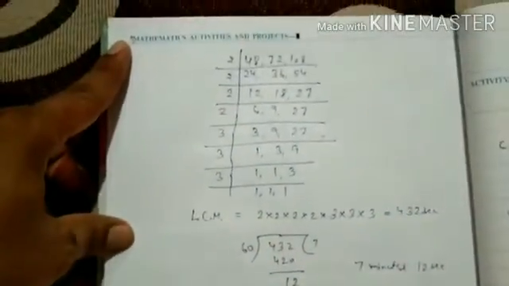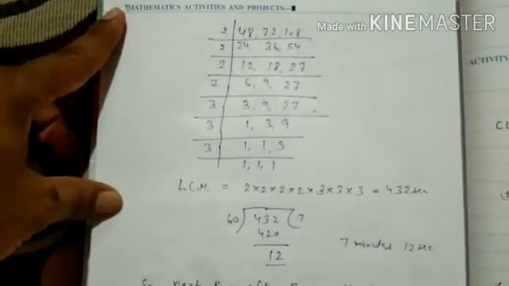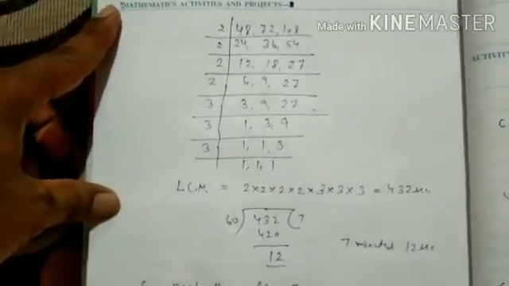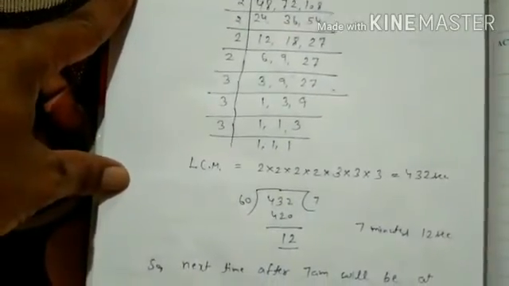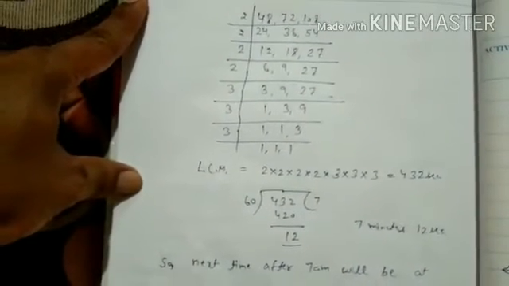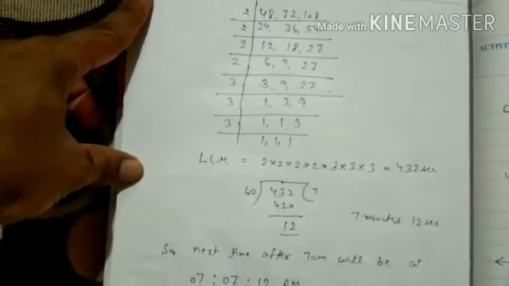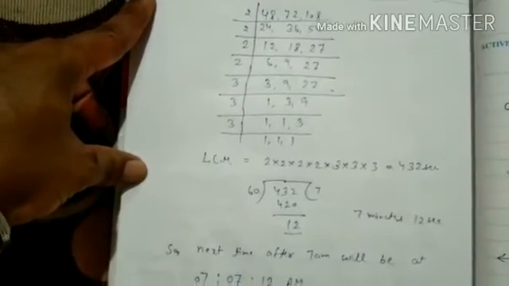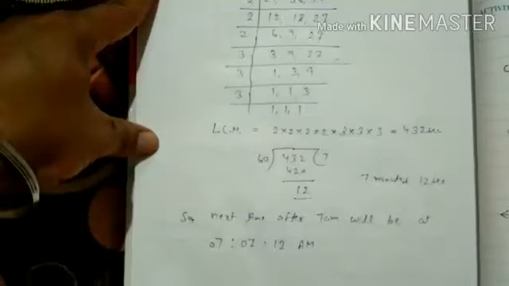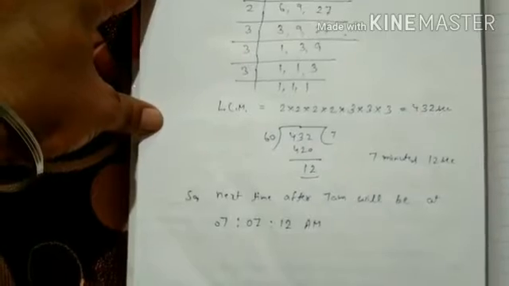So first we find the LCM of 48, 72 and 108, and you can see the LCM is 432 seconds, but we have to convert these 432 seconds into minutes. For converting into minutes, we divide by 60, and by dividing we get 7 minutes and 12 seconds. So after 7 minutes and 12 seconds, all 3 lights will glow together, and that time will be 7 hours, 7 minutes and 12 seconds.